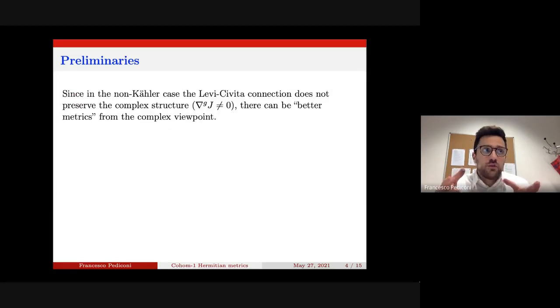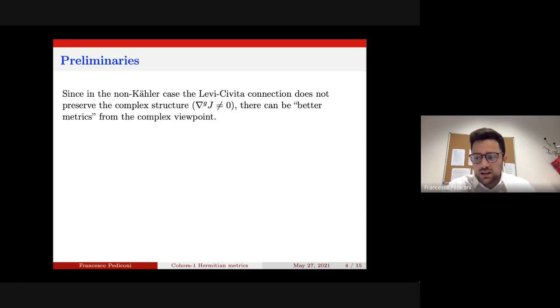This metric, of course, is an Einstein metric, so it's really nice in order to understand the Riemannian geometry of the manifold. But from a complex viewpoint, this in principle can be not optimal, right? Because in the non-Kähler case, the Levi-Civita connection does not preserve the complex structure. Basically, this means that it does not give you lots of information about the complex geometry of the manifold.